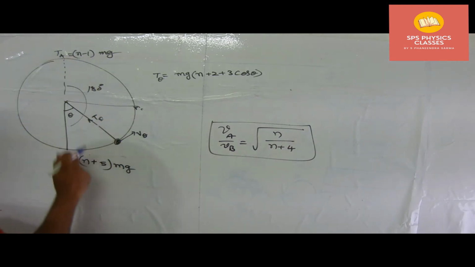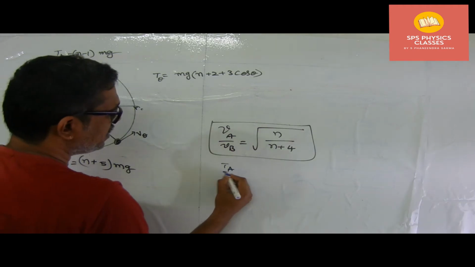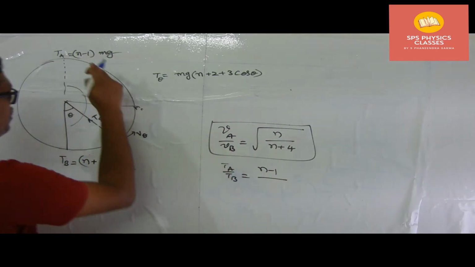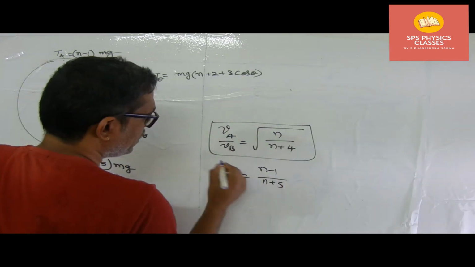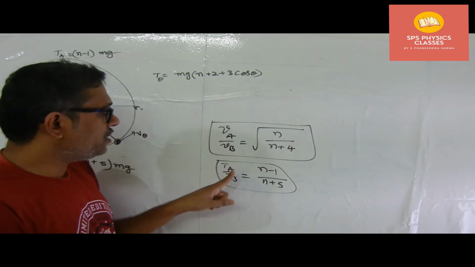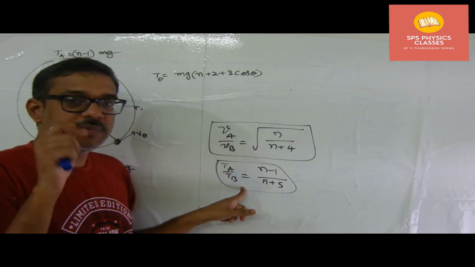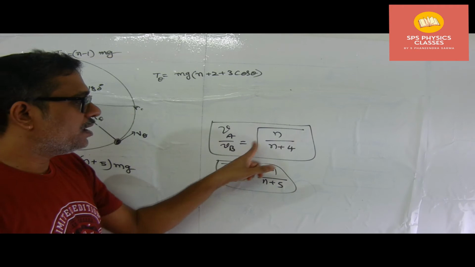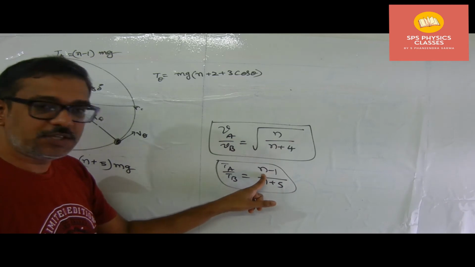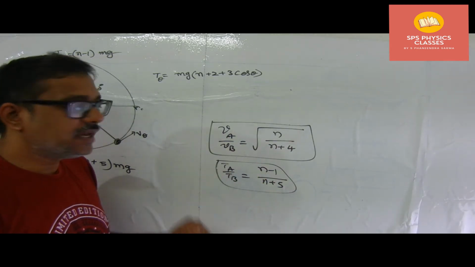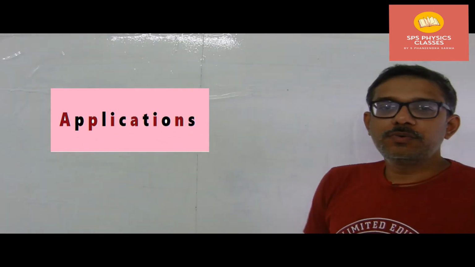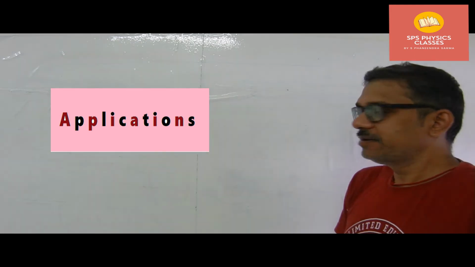Now, what is the ratio of the tensions here? When we consider TA to that of TB, the ratio of the tensions is given by (n minus 1) by (n plus 5). So in the entrance examination, they will give you the VA by VB value and ask you what is the value of TA by TB. That means, first of all, you have to use this formula to find the value of n. After that, n has to be substituted in this particular case and you work out TA and TB. Okay, like this we have to solve the problem. Let us see one or two applications of vertical circular motion.